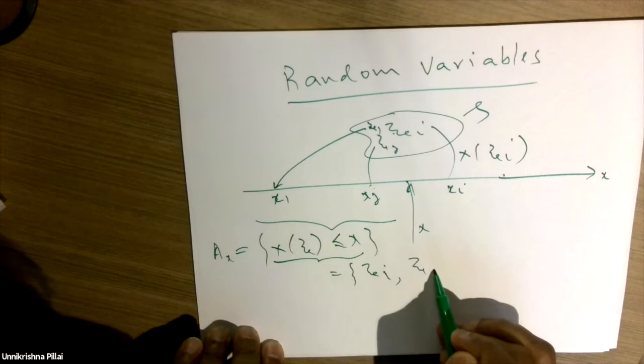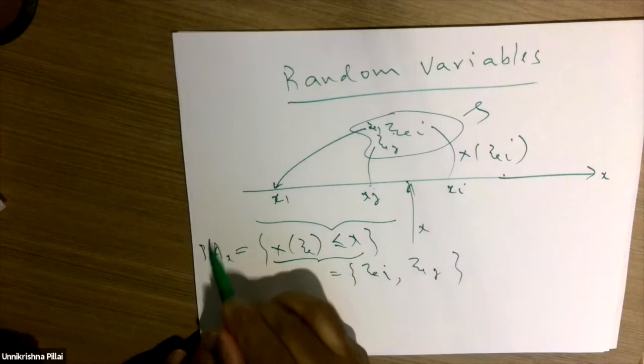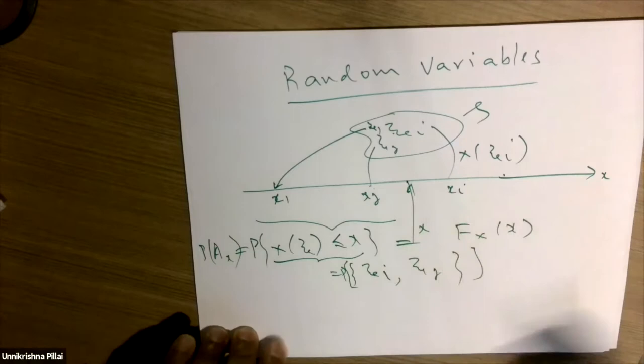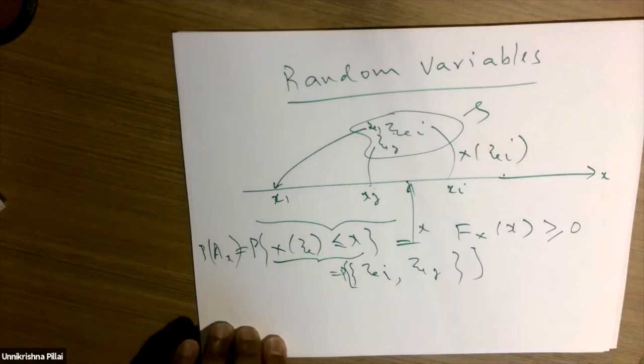So we can define the probability of any event, because that's what we defined. And so that's the probability of this event, and that's what we call the distribution function. Of course, this being a probability, this is non-negative. And you can clearly see, if I put x equal to minus infinity, this is zero. If I put x equal to plus infinity, that is one. So these are the properties of the distribution function.